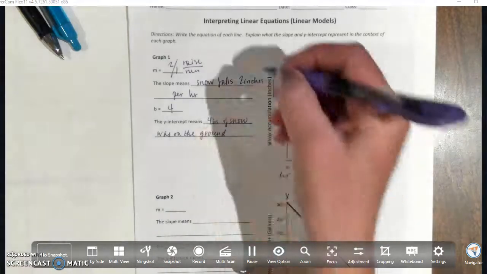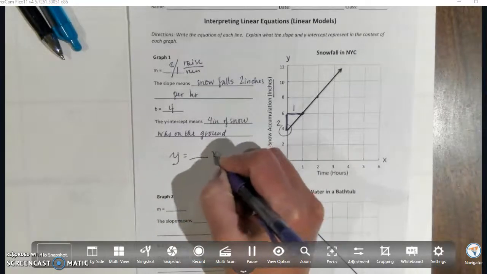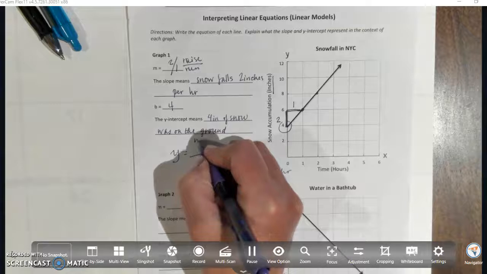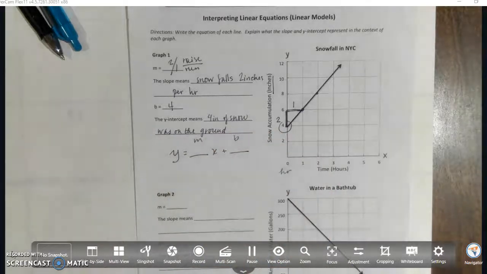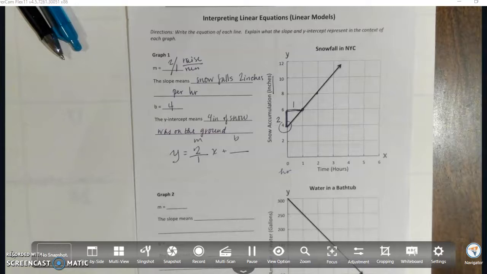All right, so for our equation, as you remember, we only have to fill in 2 values right here, our m and our b. And what are they? m is 2 over 1, or you can write 2, and then b is 4. And here's your equation that represents this particular word problem. On to question number 2.